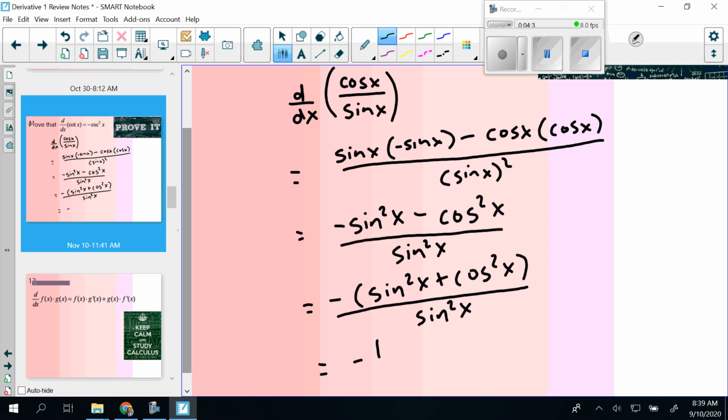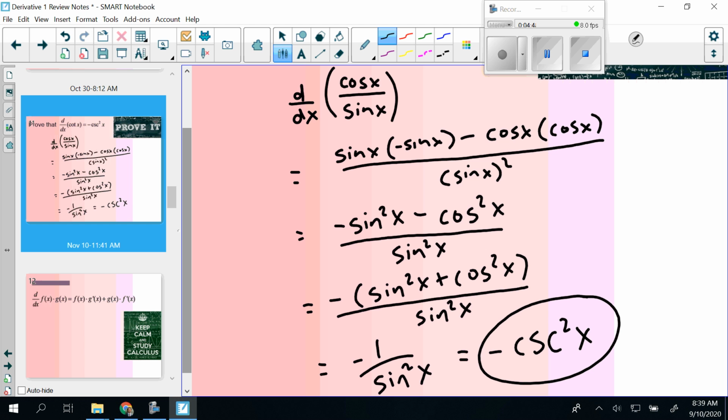So now we got negative 1 over sine squared, and we know 1 over sine is the same as cosecant, so this would be the same as negative cosecant squared, and that is the derivative that they had listed before and they wanted us to show. So that's where those other ones come from. If you forget the tangent, cotangent, secant or cosecant derivatives, use quotient rule to get them.